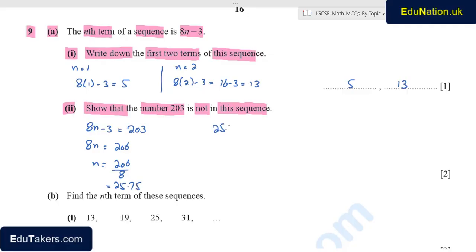So 25.75 is not an integer. So 203 is not in this sequence.